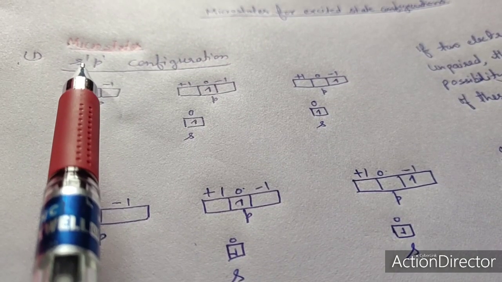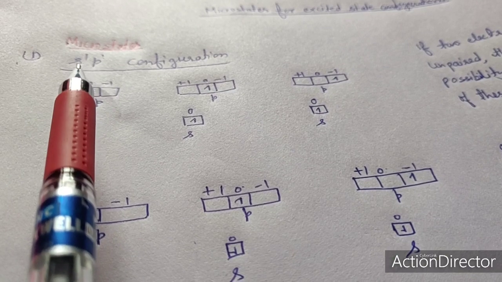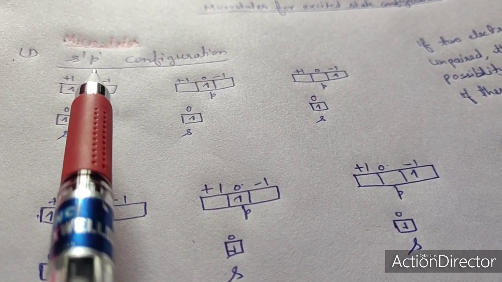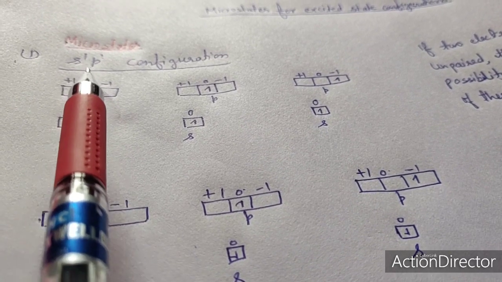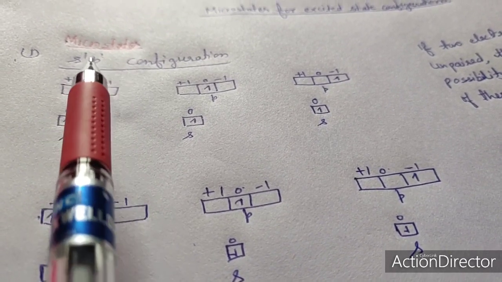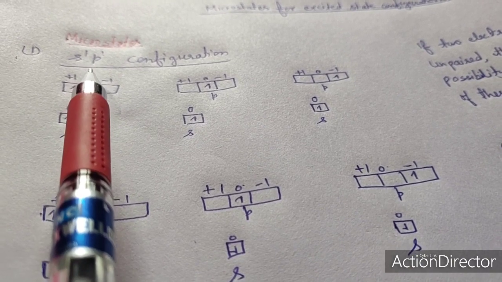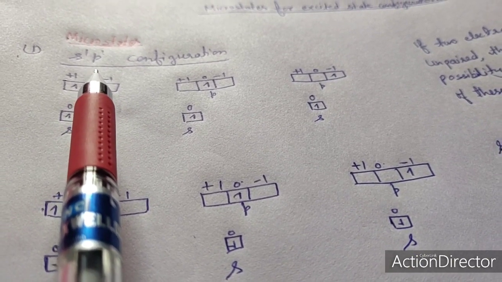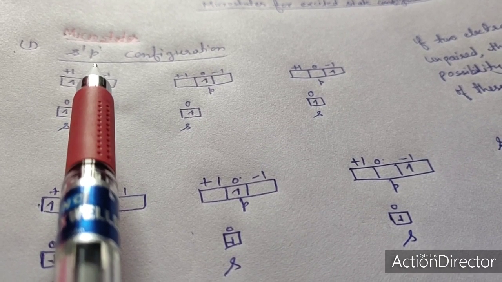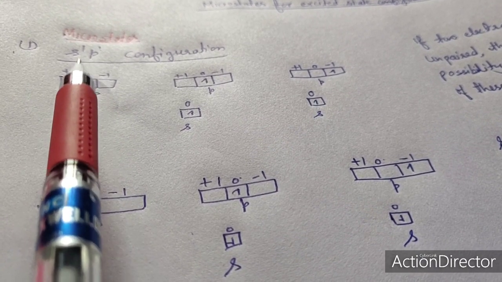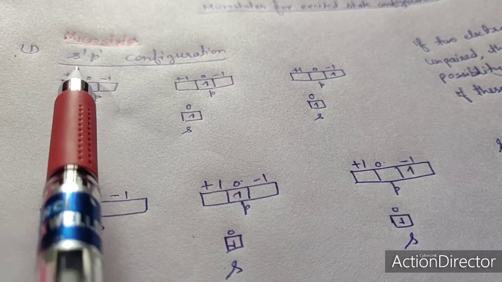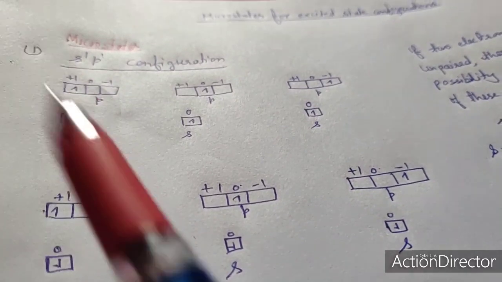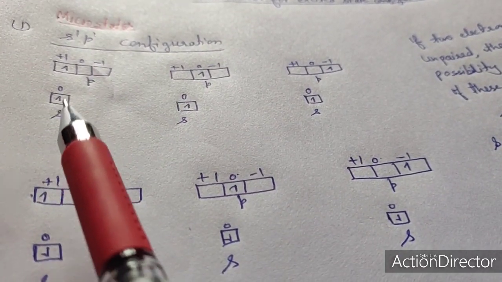In this configuration, we can see that there is one unpaired electron in the s orbital, and one unpaired electron in the p orbital. So in this case, how many combinations will be possible for the arrangement of these two electrons? This will be the microstates. The number of arrangements that are possible for these two unpaired electrons in the s and p orbitals is called the number of microstates.